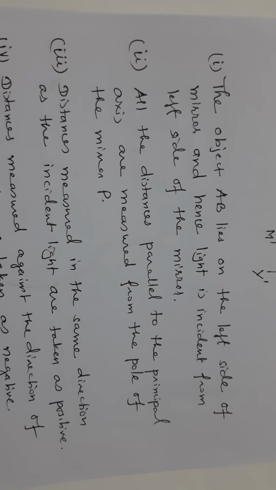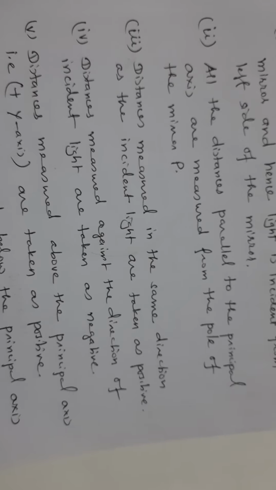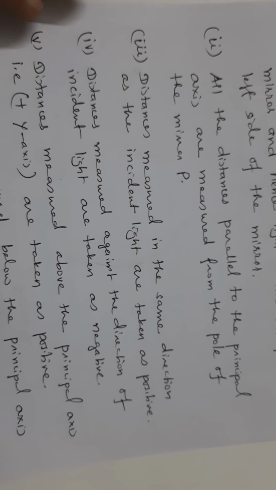Then second point, all the distances parallel to the principal axis are measured from the pole of the mirror. I hope you know what the pole of the mirror is now. This is the pole of the mirror. The third point, distances measured in the same direction as the incident ray are taken as positive. The next one, distances measured against the direction of incident ray are taken as negative.